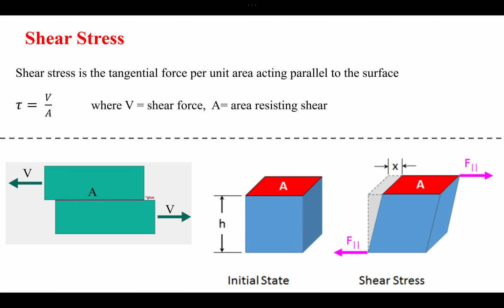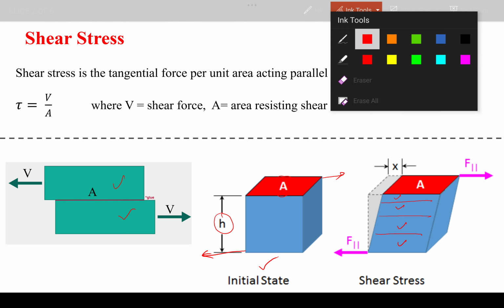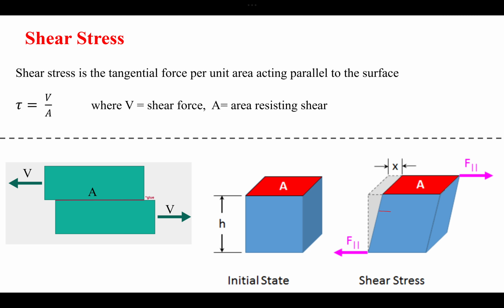For instance, you have this body with an initial height of h and a cross sectional area of A. When you have this initial state and then you apply some force here, it tries to deflect the body. And imagine this body consists of multiple layers, just like body 1 and body 2. In this case, let's say this is body 1, 2, 3, 4. Let's assume that.